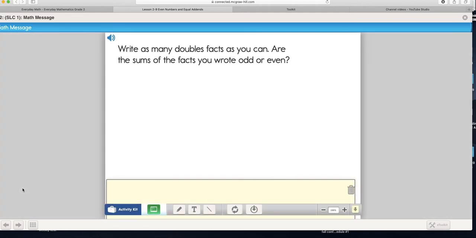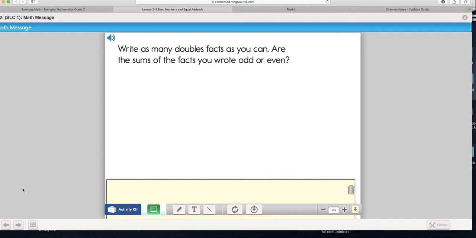So what you're going to do right now on your dry erase board, this is going to lead up to our lesson today, talking about even numbers and even addends, is you are going to write as many double stacks as you can on your dry erase board. See if you can remember as many double stacks as you can on your dry erase board. And Derek, let me get you a quick piece of paper here. On your dry erase board, write all the double stacks that you can think of. Go ahead, get started.